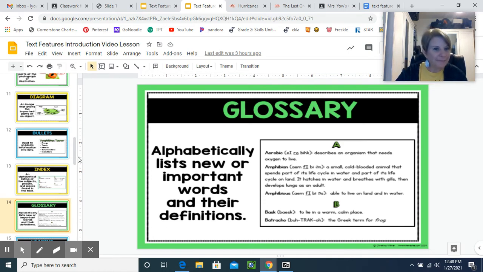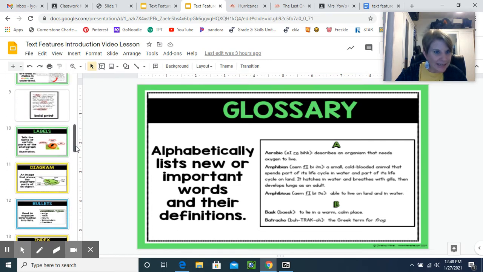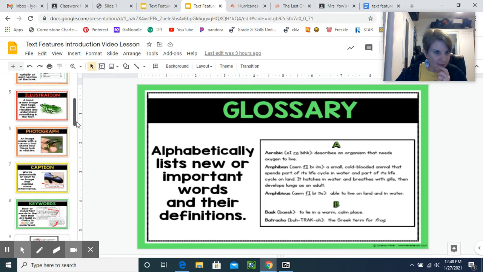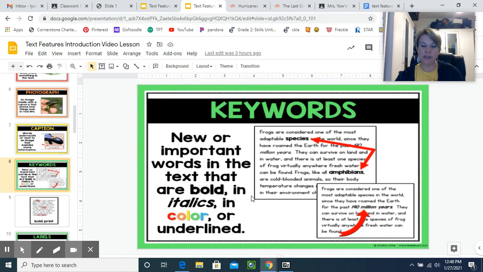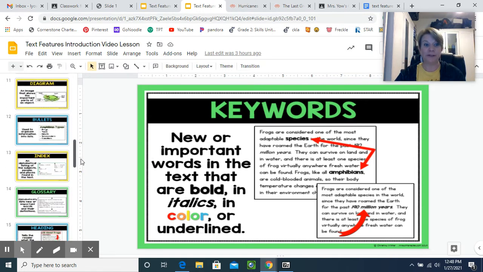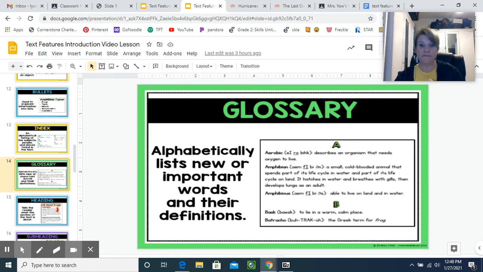Now, I'm going to go back up just a little bit. Remember how we talked about the key words? Usually, when you have a bold word in your story, like species or amphibians, that usually means that it's a vocabulary word, and you can usually find that word in your glossary at the back of your book.